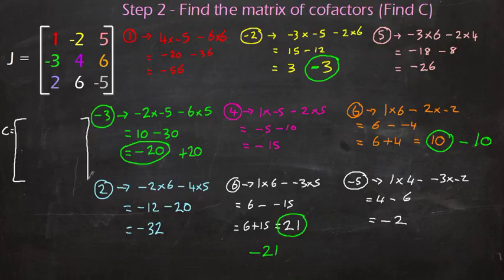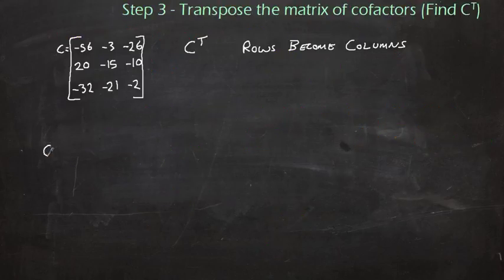So now we have all the cofactors themselves, so we can make the matrix of cofactors and just put them into a matrix. We've got minus 56, minus 3, minus 26, 20, minus 15, minus 10, minus 32, minus 21, and minus 2. So that is the matrix of cofactors from our original matrix.